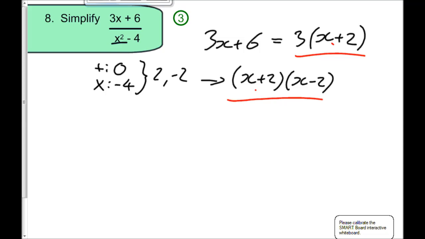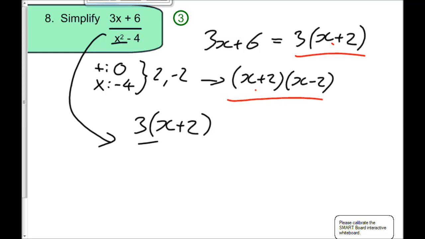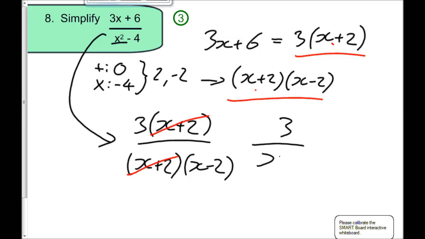So the final fraction becomes 3 times x plus 2 over x plus 2 times x minus 2. We can cancel out the 2 that are exactly the same, and then we get left with 3 over x minus 2. So that's the final answer, worth 3 marks.